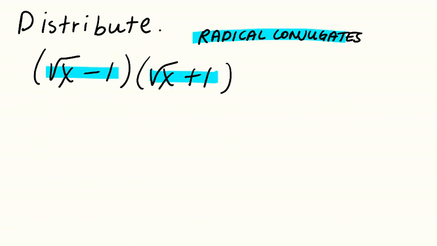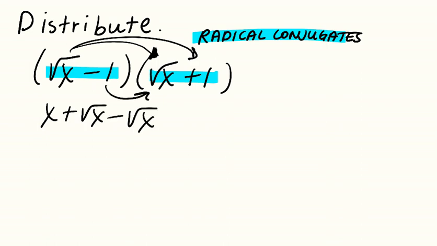Okay, so what we do is we're going to FOIL, and you'll see this will eliminate the radical. So if that's something that you wanted to do, you could multiply a fraction on top and bottom by this to rationalize it. So square root of x times square root of x is regular x. Outside is plus 1 square root x. Inside is minus 1 square root x. And last is minus 1. But then you see that the plus square root x and the minus square root x add to 0. And so I just have x minus 1. That's real nice.